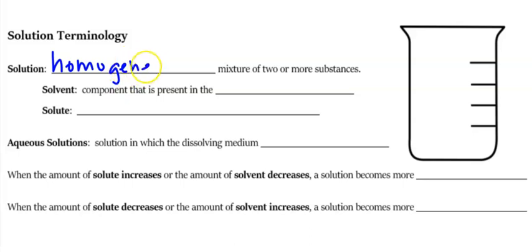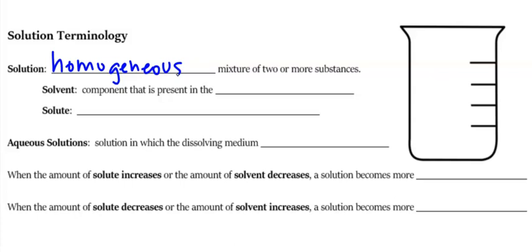So remember, homogeneous means it looks the same throughout. So you have things mixed together, not chemically combined, but they're mixed, but it all looks the same. Like a glass of Kool-Aid would be a homogeneous mixture. Coffee would be a homogeneous mixture.